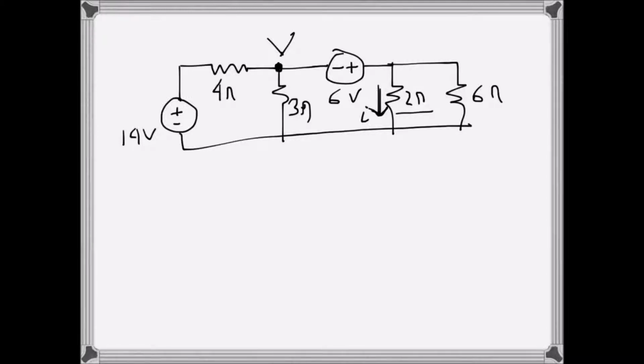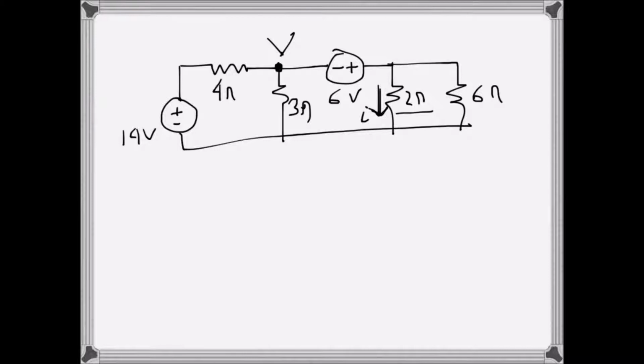The super node is when two of the non-reference nodes, or two of the nodes which are not the ground node, are connected by a voltage source, and any element can also be connected in parallel to that. When two nodes are connected by a voltage source, then we call it a super node.